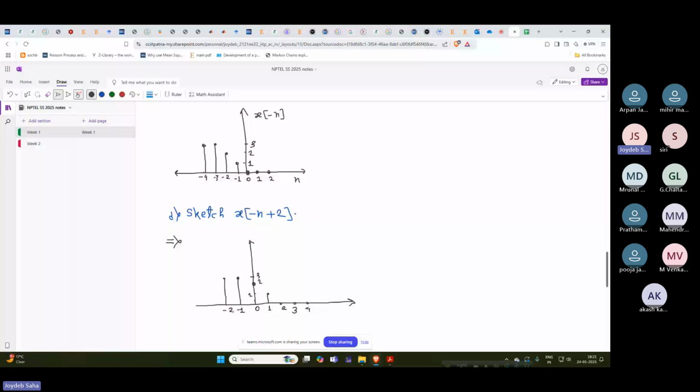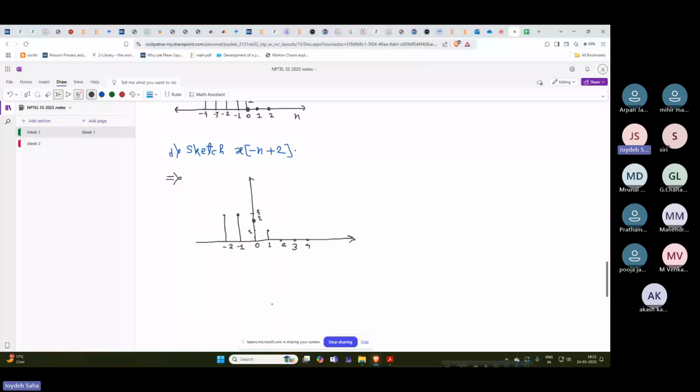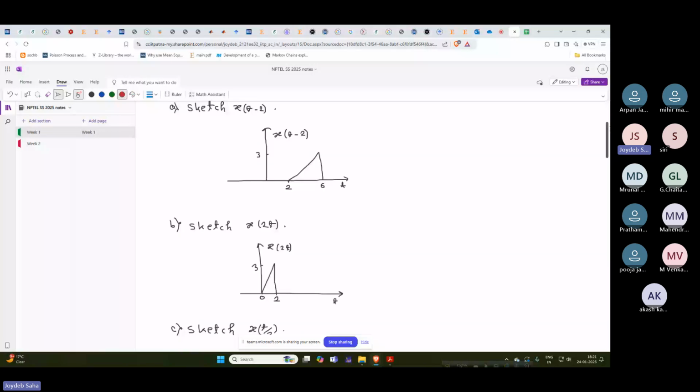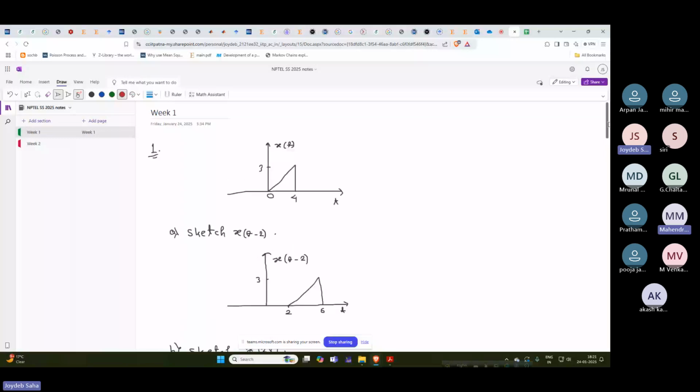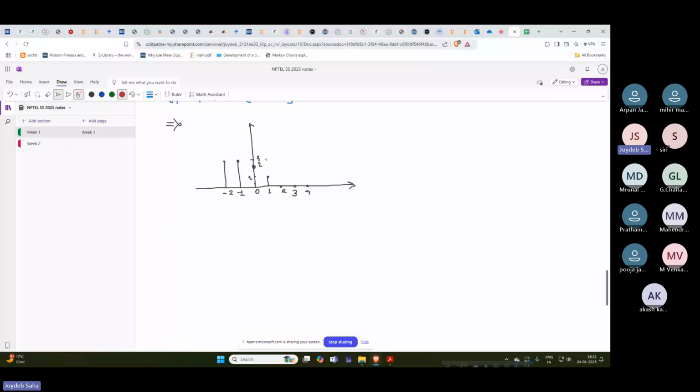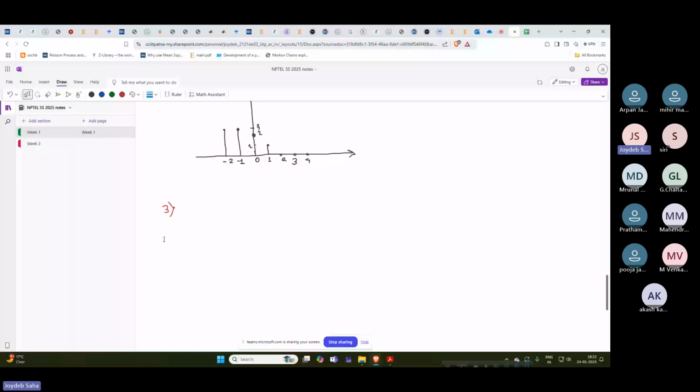So these were two problems that we have solved. First, we solved in continuous time domain and then in discrete time domain, right? Okay. So let us start with the third question. It is very easy. Just create some space here.